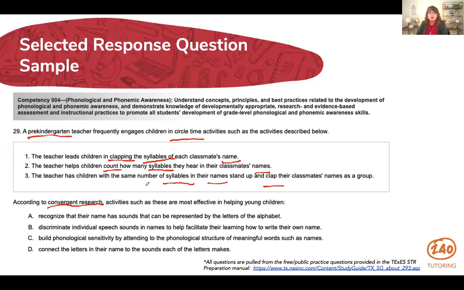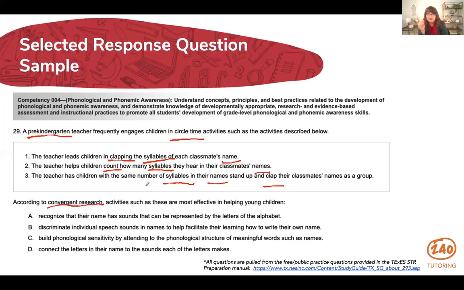And then the teacher helps children count how many syllables they hear. Christy, Eric, Moses. All right, so we're counting those out. All right. Sue, there's one, okay?